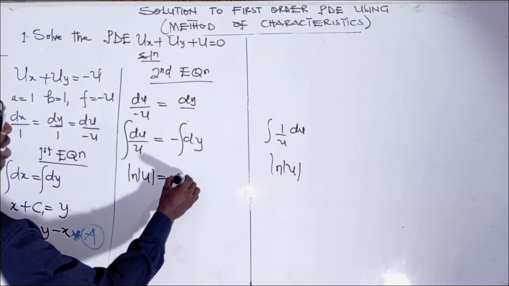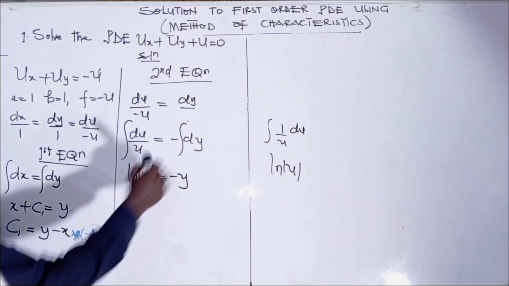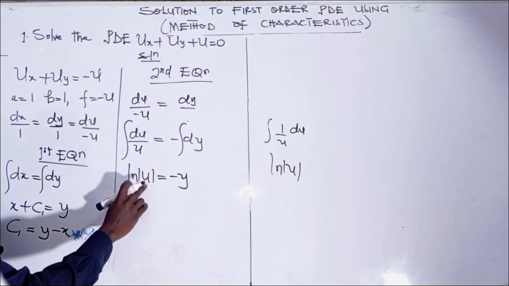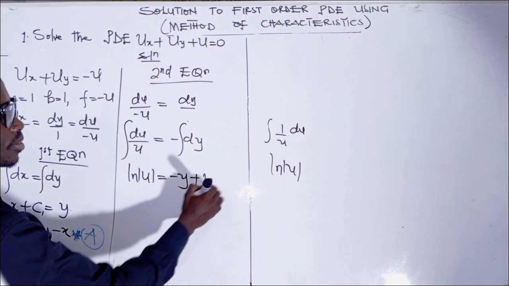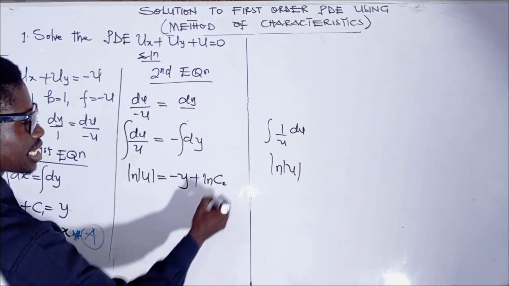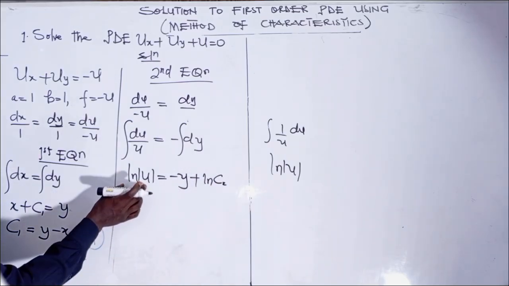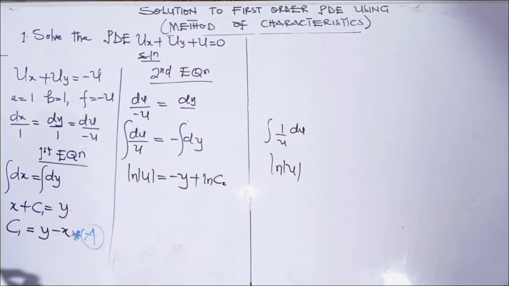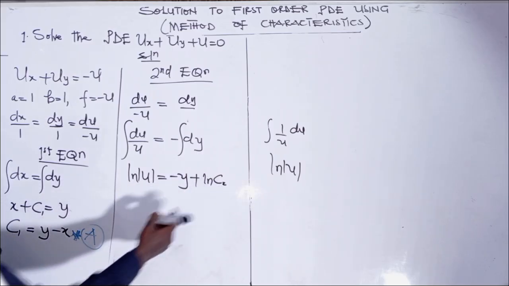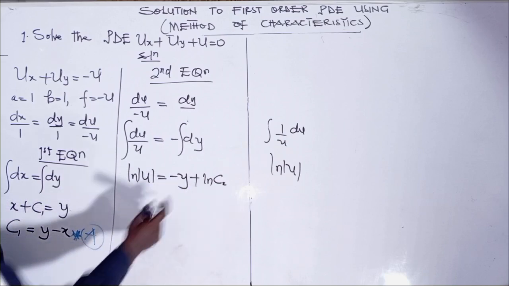So this is going to give us minus y. Now, since we have ln on the dependent variable u, we can also take the ln on the constants we are going to add, the constant of integration, to give us what? ln c2, so that we can clear the ln away. Okay, so from here, we want to make c2 the subject. We have c1 here, so we have to make c2 the subject.